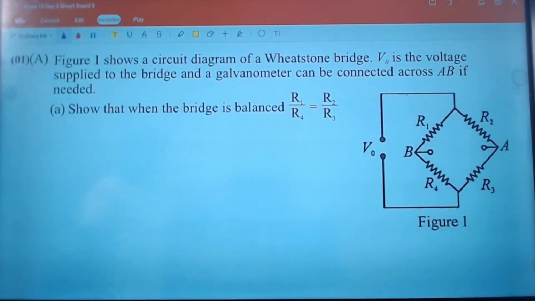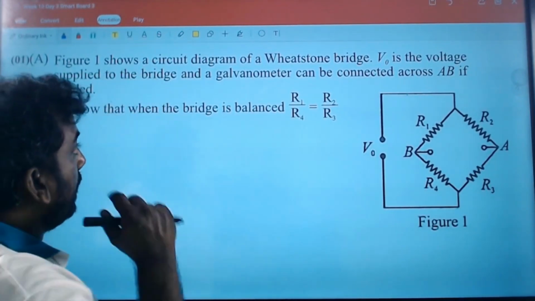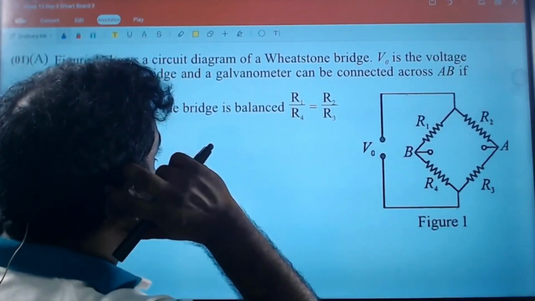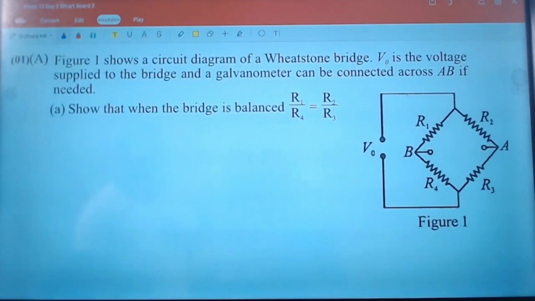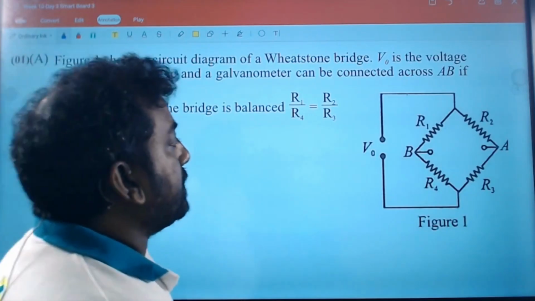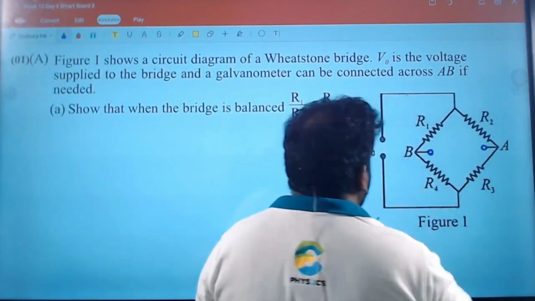Electricity essay question. Figure 1 shows a circuit diagram of a Wheatstone bridge, where V0 is the voltage supply. Show that when the bridge is balanced... What do you mean by bridge is balanced? Voltage at A equals voltage at B.